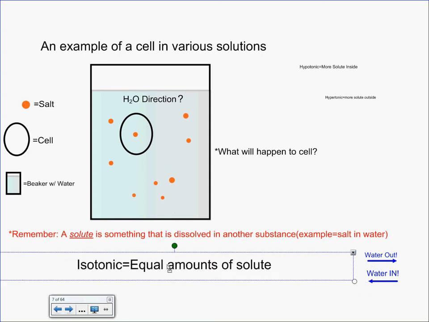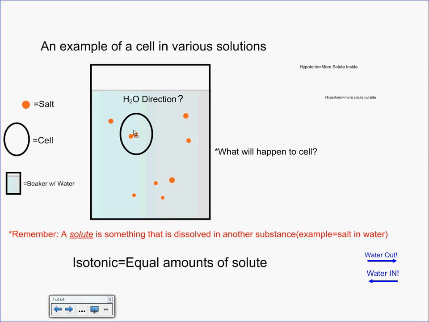I have to count how many I have here and see if I can make it happen. You guys tell me when it's even. We've got 1, 2, 3, 4, 5, 1, 2, 3, 4, so I need to get rid of one of these. Bam. All right. Are we even now? So what kind of solution do we have? We have an isotonic. That means equal amounts of solute inside and outside.